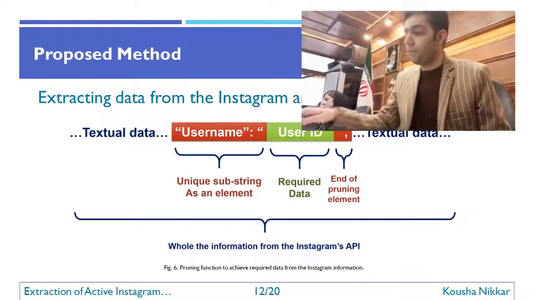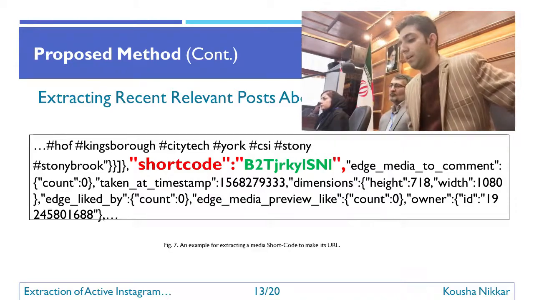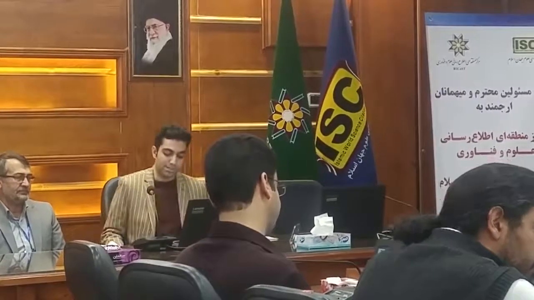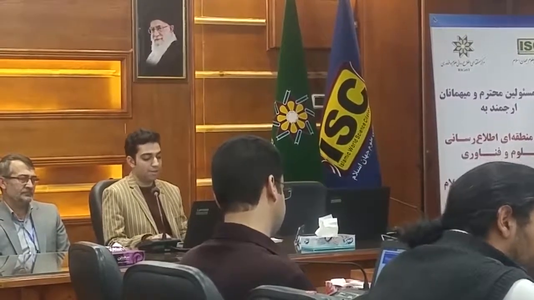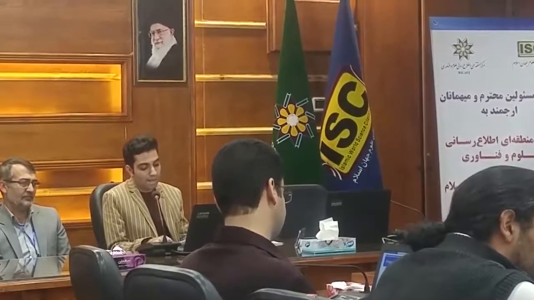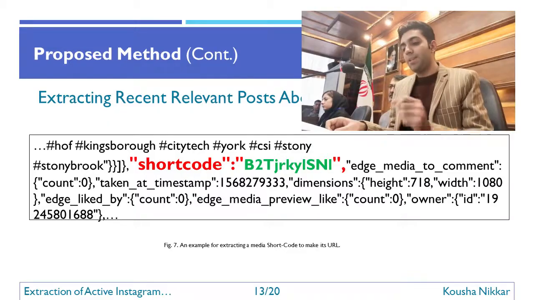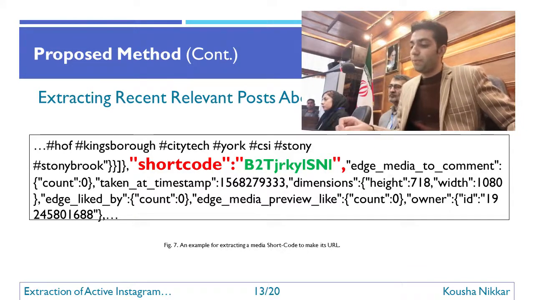To access the reviewer's ID, we have to read the contents of each post page. For that, we need the URL of each post. These URLs just consist of the Instagram domain and an identifier code of the post. The name of the code is shortcode. Therefore, we first prune the textual information to extract the shortcode.